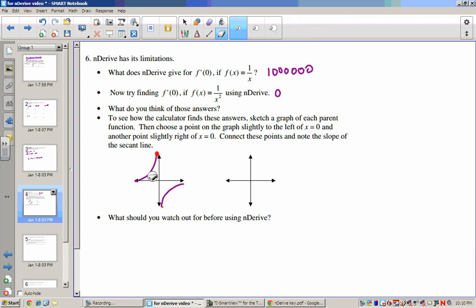I drew my graph wrong. Let's fix that up. Sorry about that. So let's see. Our graph looks like this and this for 1 over x. And it takes a point down here and a point up here, and it finds the slope of that line, which is really quite steep, and that's why it got 1 million.